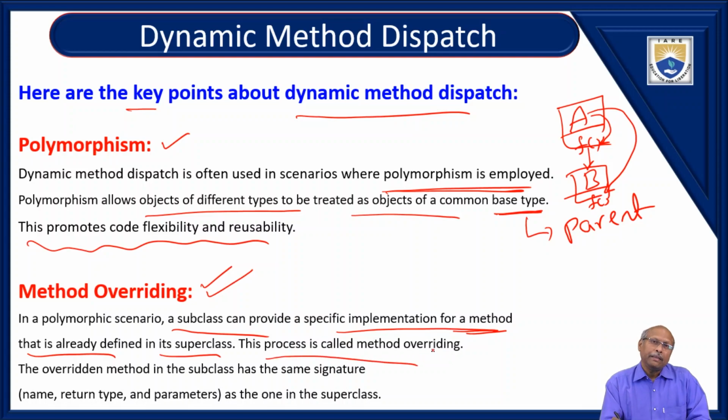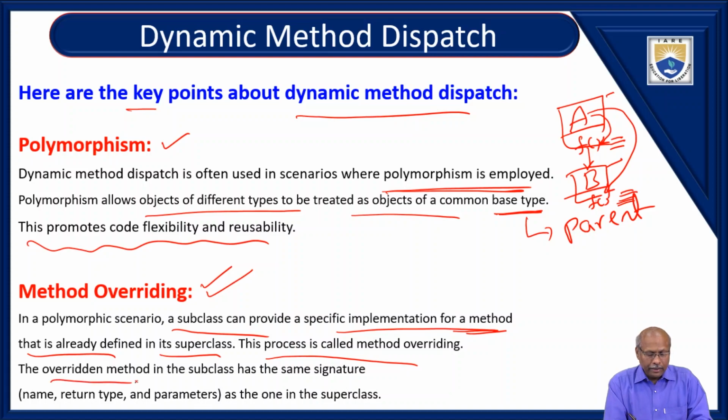So subclass and superclass will have the same method name. Here A is superclass, B is subclass. Here F is there, here also F is there. In both cases F is there. So here I may write 2 lines of program, here I may write 10 lines of program. That means the logic will be different.